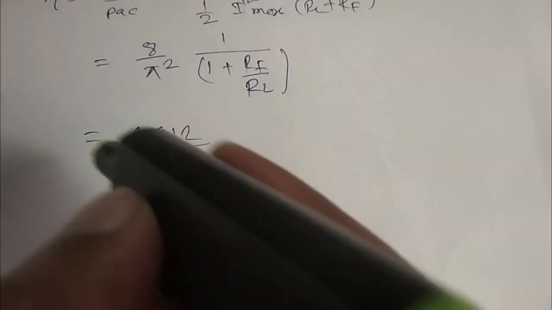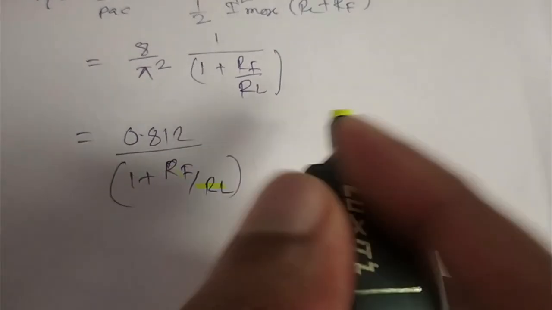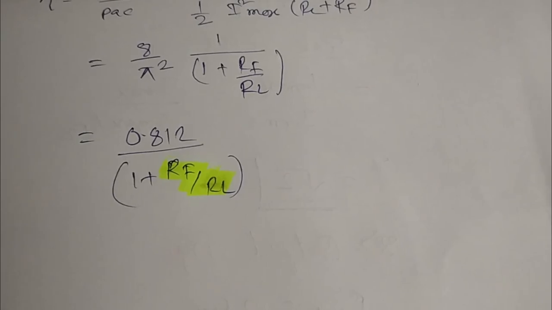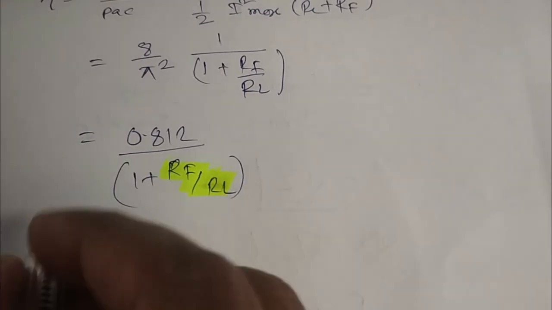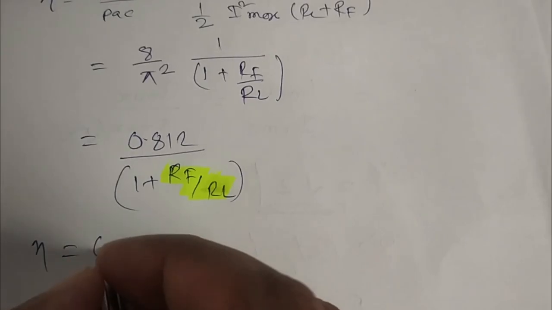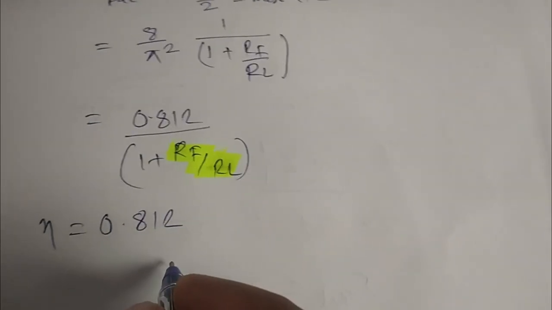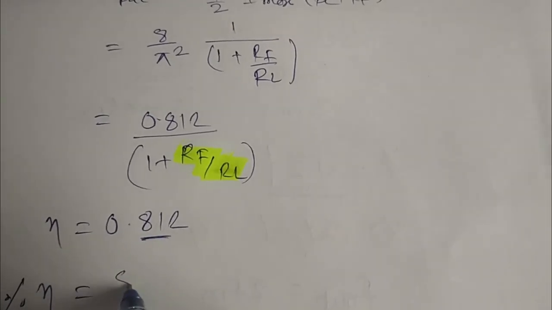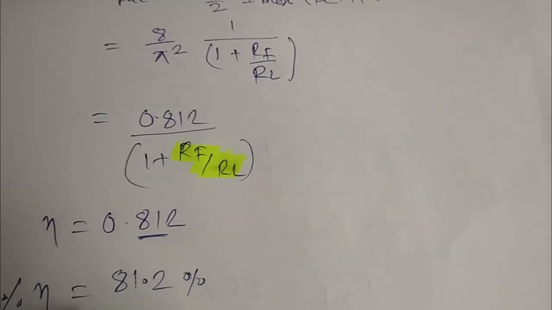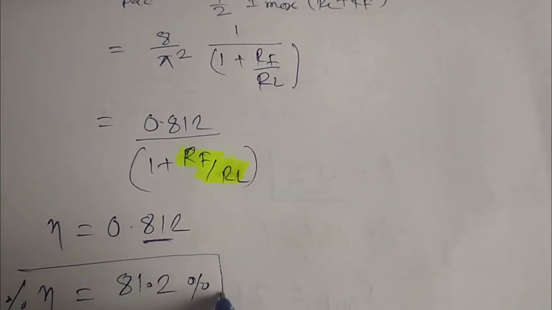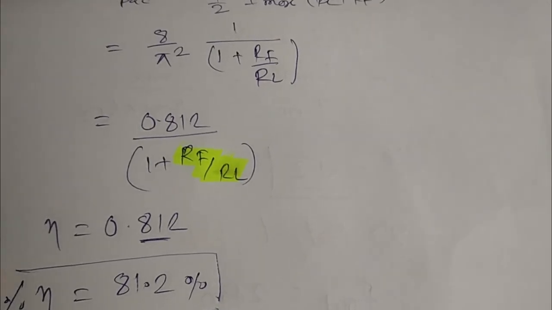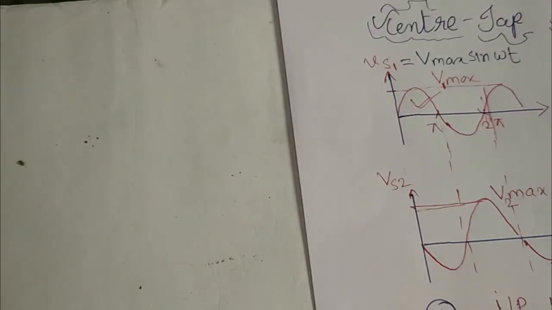Now if RL is much larger than RF, then we can neglect this term. If we neglect this term, the efficiency will be 0.812, and percentage efficiency will be equal to 81.2%. That means full wave rectifier's efficiency is double that of the half wave rectifier. Now today's last parameter we will see.